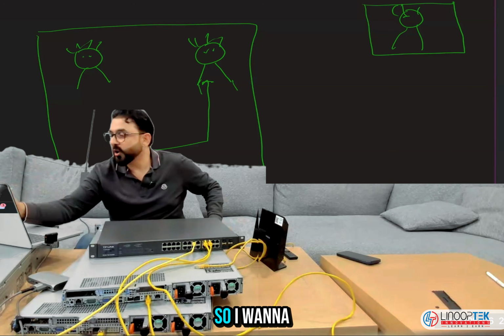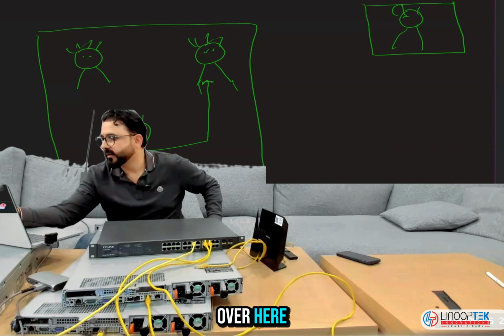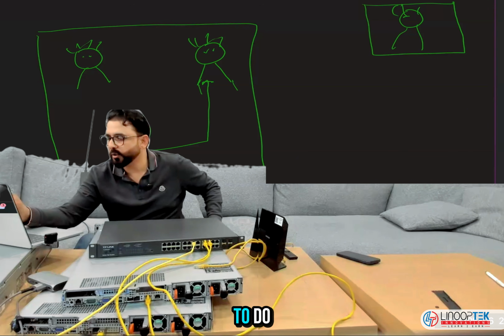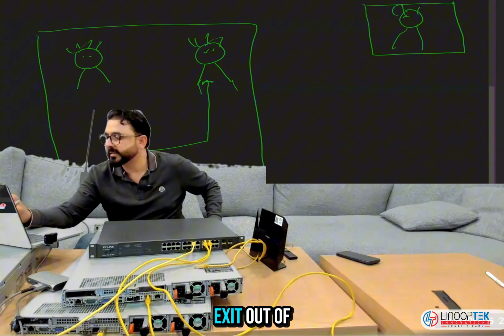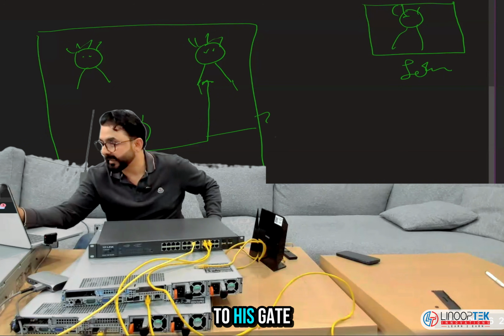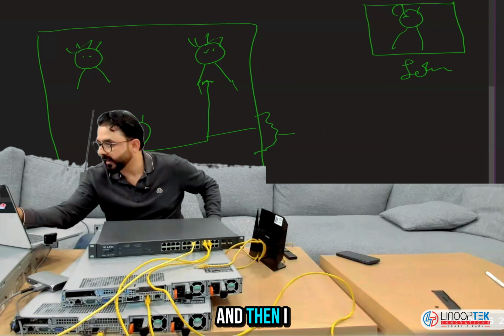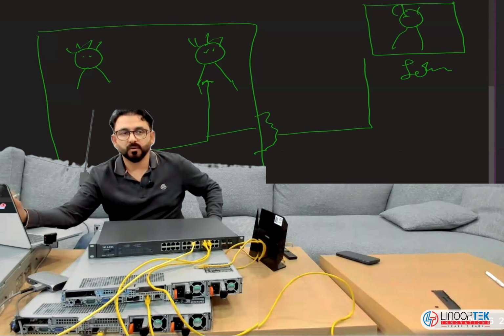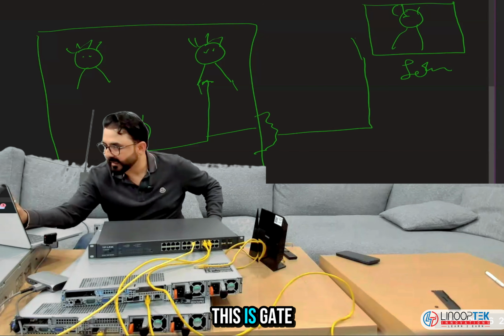Okay. So I want to talk to John over here, who is my neighbor. So what do I need to do? I need to exit out of my gate and get out and then go to his gate and enter, and then I can have a talk with him. Okay. And so this is the gate.